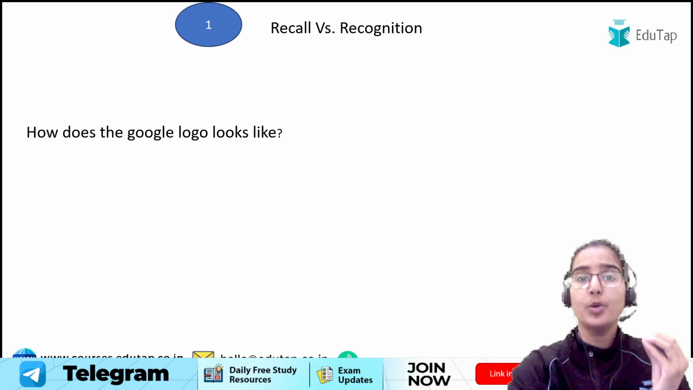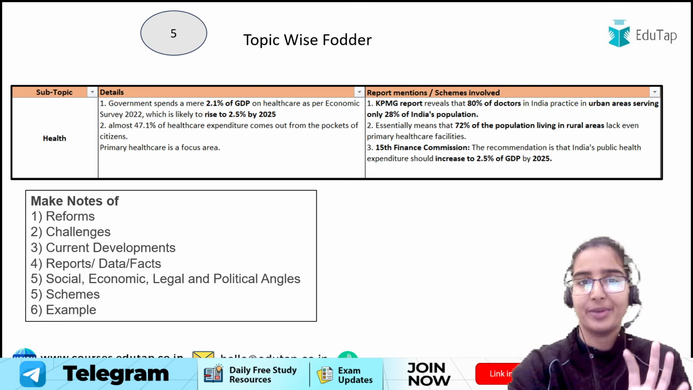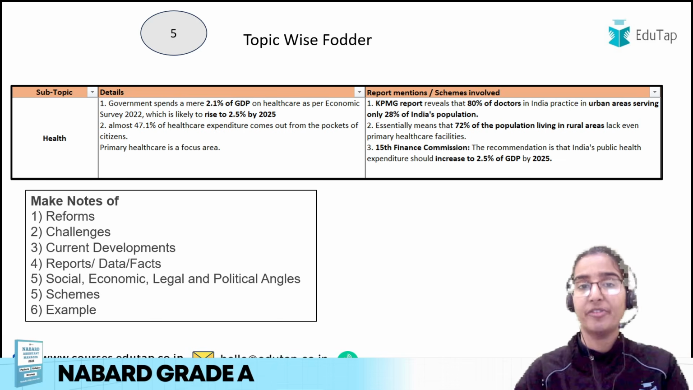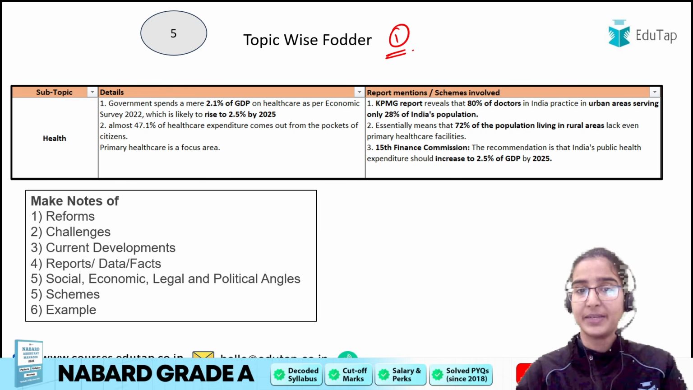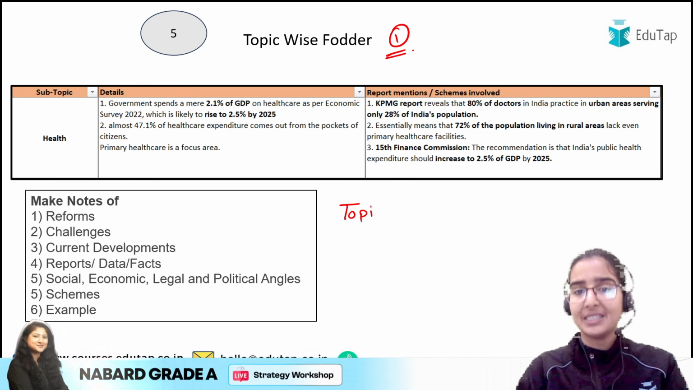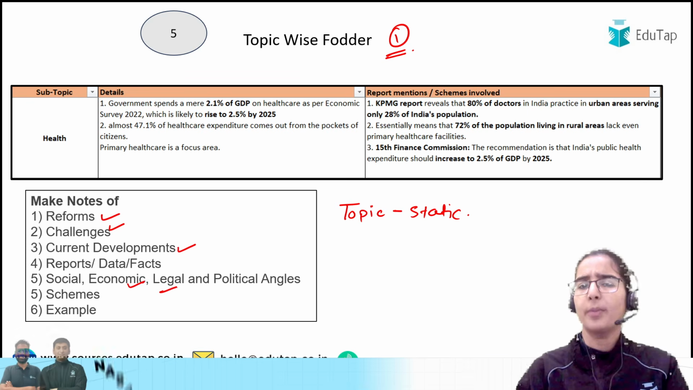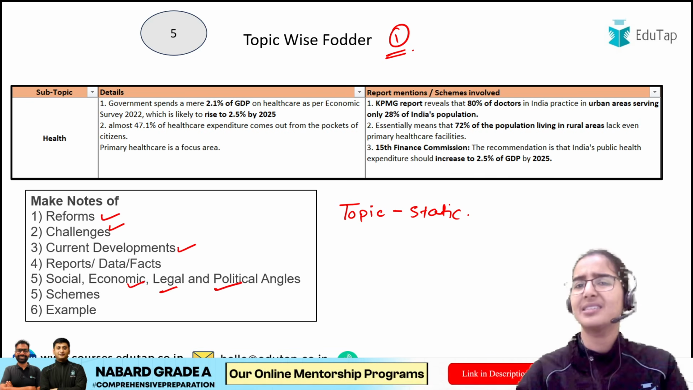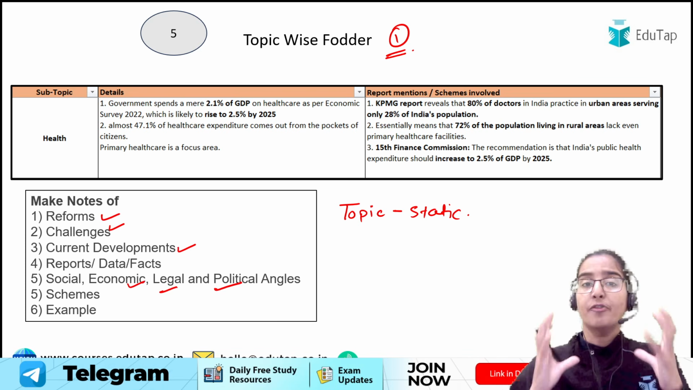First of all, you have to make the fodder material. Here I think in my PPT there is some mistake. So the first is the fodder material. I have mentioned it at point number 5, but this is the first step that you have to do. Now what is this fodder material? Fodder material is basically that whatever topic you are studying, in the static part also, make notes of the reforms, challenges, current developments, social, economic, legal, political angles, schemes, characteristics, what are the steps taken by the government, what are the results of those steps. So make notes of all these points for every particular topic.